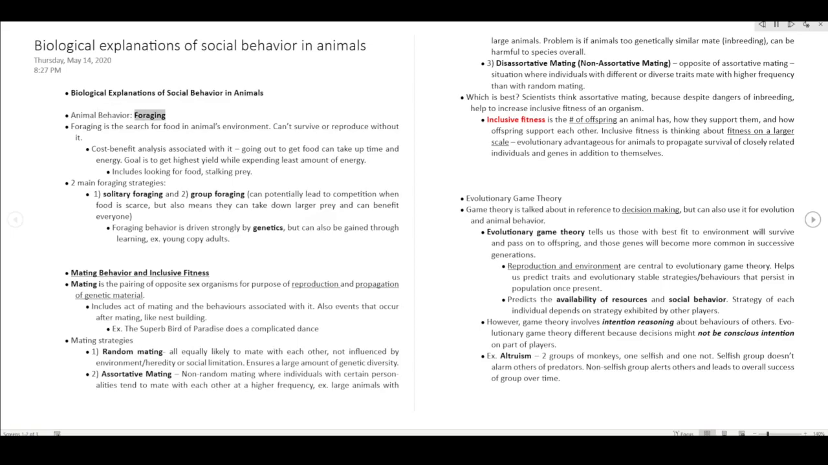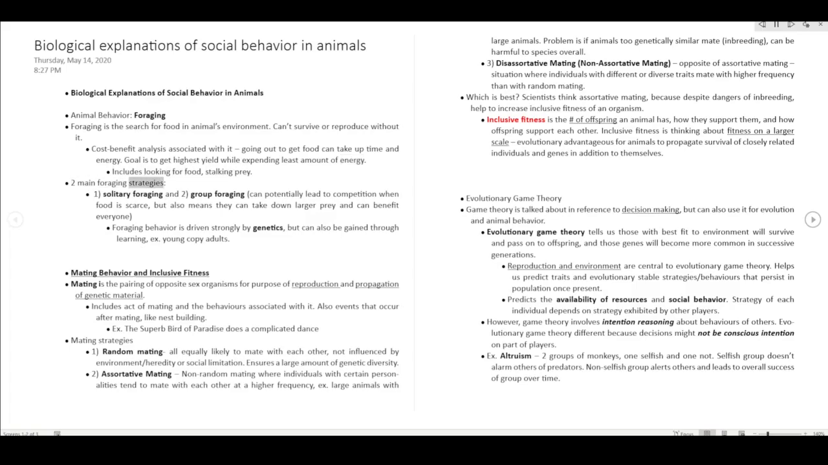Animal behavior, foraging. Foraging is the search for food in animals' environment. Animals can't survive or reproduce without it. There is a cost-benefit analysis associated with going out to get food, which can take up time and energy. The goal is to get the highest yield while expending the least amount of energy. It includes looking for food and stalking prey.